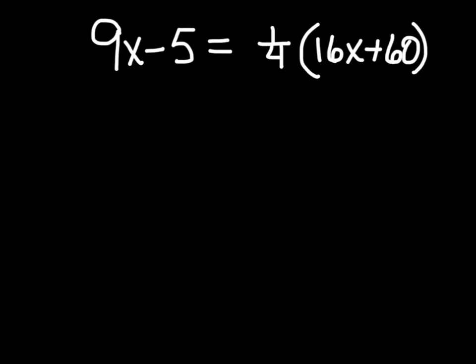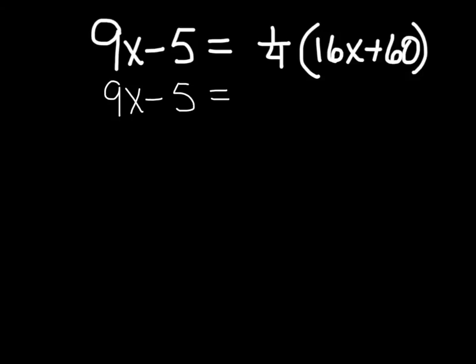Let's look at this second example. On the left side of the equation, we have 9x minus 5. And on the right side, we have 1/4 times the quantity of 16x plus 60. We need to clean up our right side a little bit. We can't do anything with our left side, so we're just going to rewrite it, 9x minus 5.